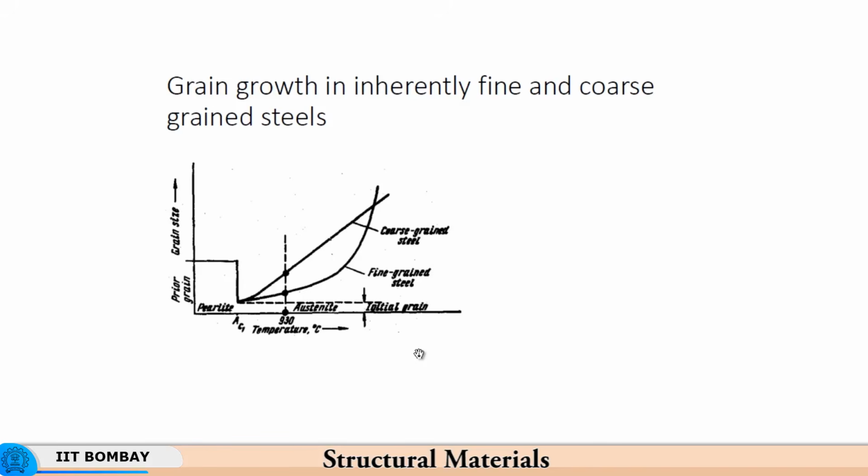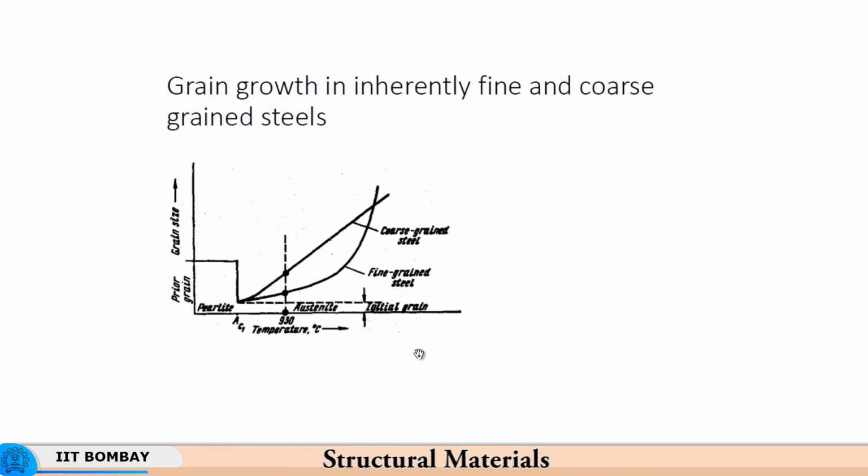So, you have inherently coarse grained steel, where the grain size does not remain any finer, but if you have successfully reduced the grain size at the austenite level itself, then you have these fine grained steels, which would go up to a certain temperature without coarsening very rapidly, but after that the coarsening will be far more rapid.